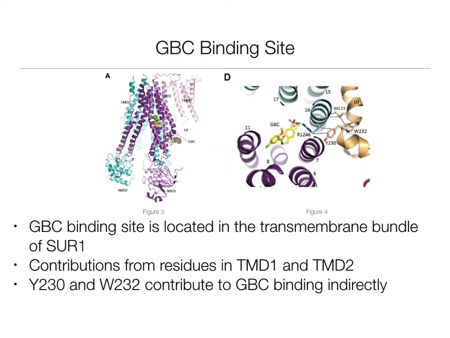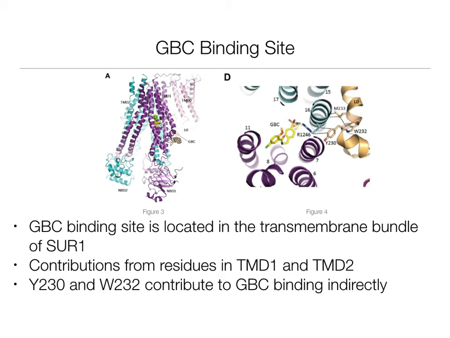It was previously believed that the GBC binding site was located near tyrosine 230 and tryptophan 232 due to a lack of high-resolution models. Due to the high resolution of this model, researchers were able to observe a region of non-protein density that was believed to be GBC. This demonstrates that the GBC binding site is located within the transmembrane bundle of SUR1, as shown in Figure 3, with 6 residues from transmembrane domains 1 and 2 contributing to binding.